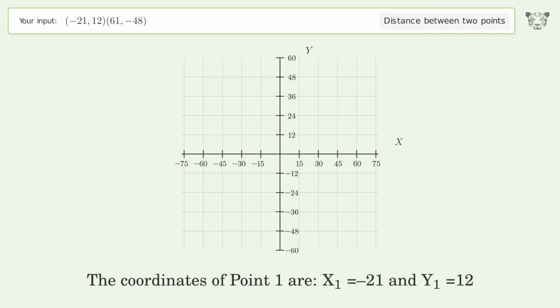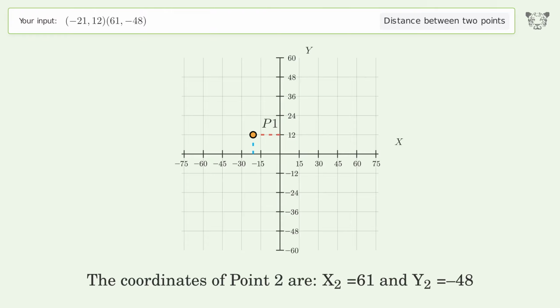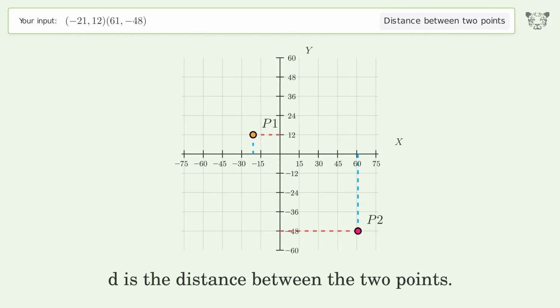The coordinates of point 1 are x1 equals -21 and y1 equals 12. The coordinates of point 2 are x2 equals 61 and y2 equals -48. D is the distance between the 2 points.